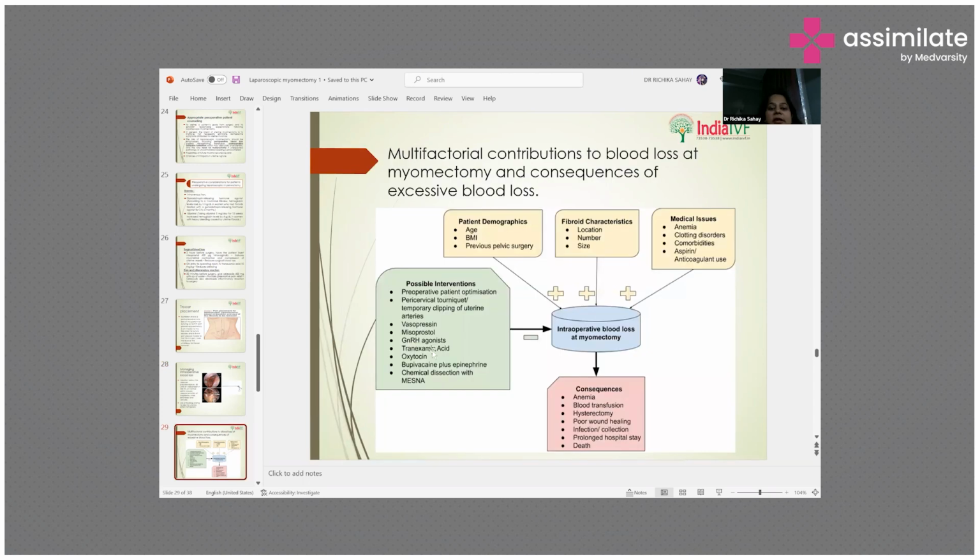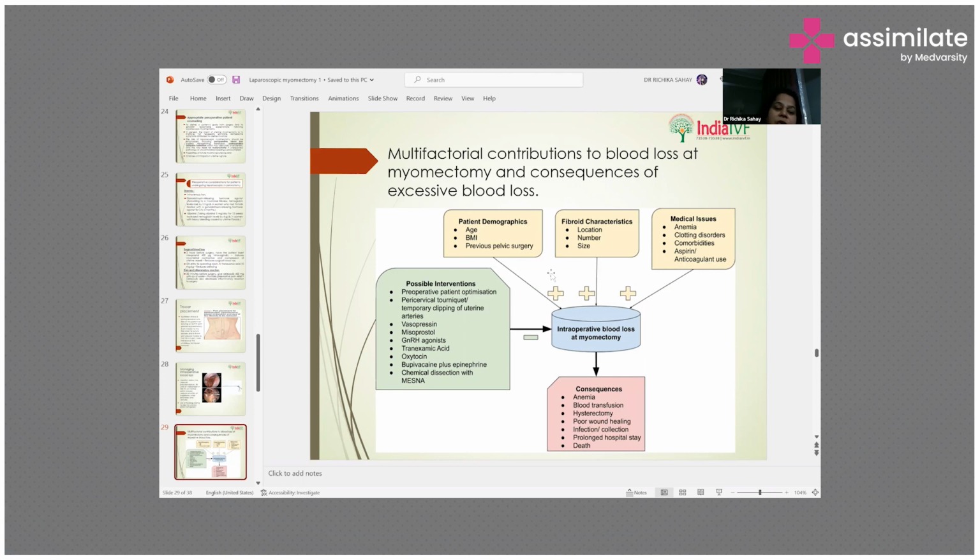So what are the multifactorial contributions to blood loss at myomectomy and the consequences of excessive blood loss? Patient demographics: the age, BMI, previous pelvic surgery. Obviously, if the patient is obese, you'll have more blood loss. Advanced age will lead to more blood loss. With previous pelvic surgery, there'll be more adhesions, more risk of blood loss. The fibroid characteristics: the location, number, size. If there are multiple fibroids or big fibroids, they will lead to more bleeding. Medical issues: the patient already has anemia, clotting disorders, comorbidities, aspirin or anticoagulant use.